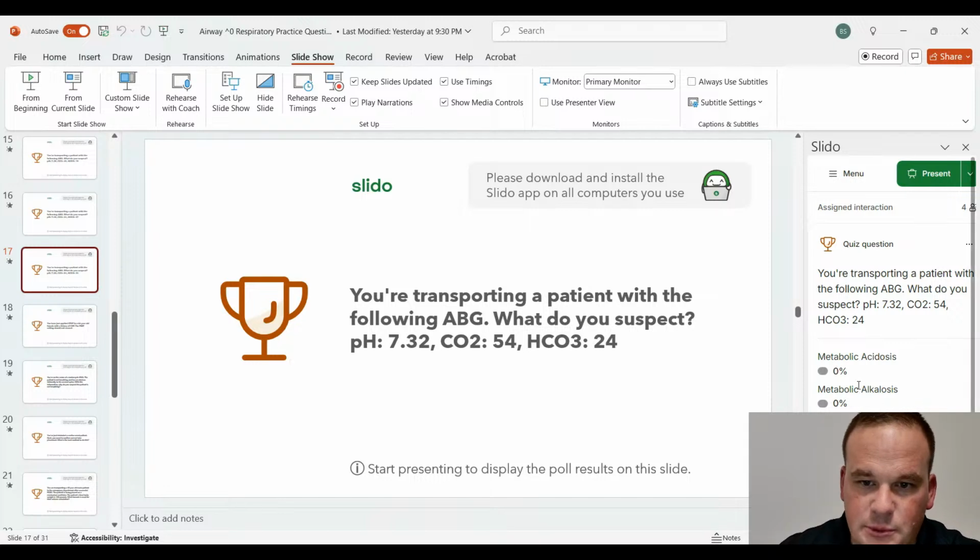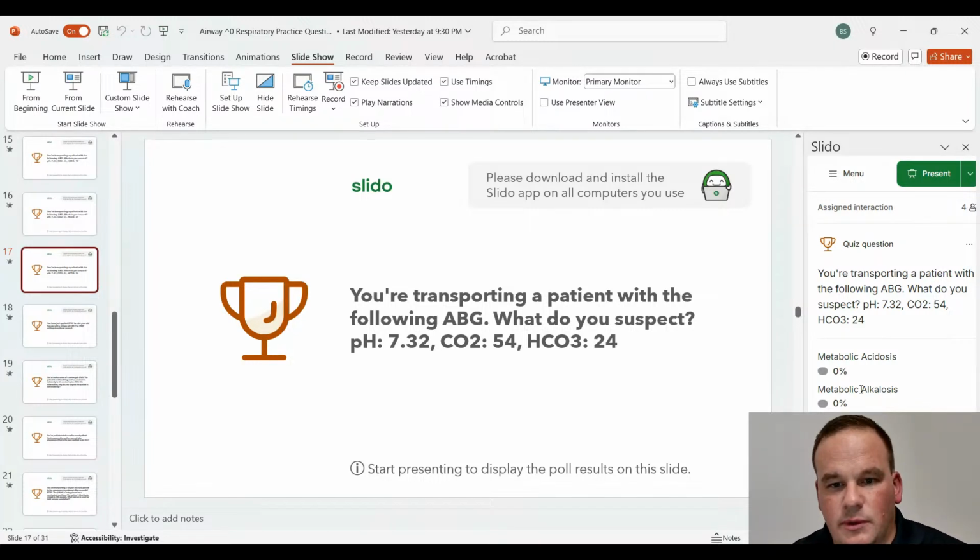All right. So we're transporting a patient with the following ABG. What do we suspect? pH is 7.32. So right off the bat, is that low, normal, or high? Okay. So we said 7.35 to 7.45 is normal. So this is low. So this is going to be some type of acidosis problem.